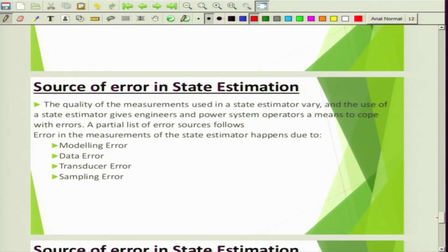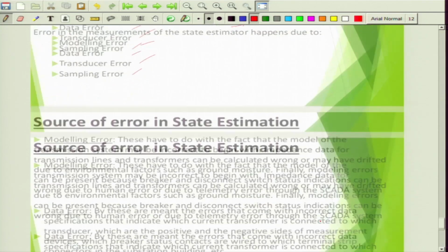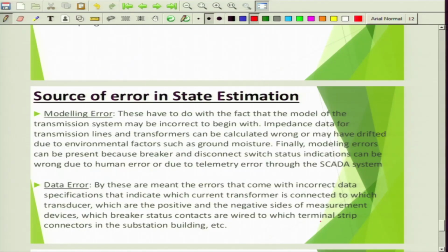Some sources of error in state estimation. The quality of the measurements used in the state estimator varies, and the use of a state estimator gives engineers and power system operators a means to cope with errors. A partial list of error sources is as follows: modeling error, data error, transducer error and sampling error. These are the 4 typical errors that one can see. I will just give you a light introduction to each of these.